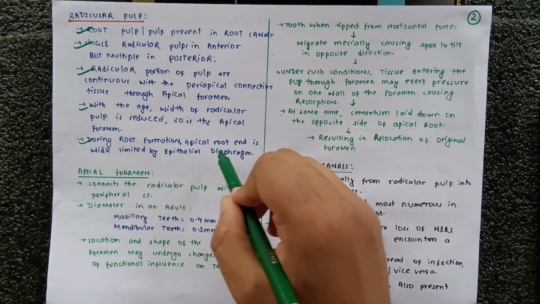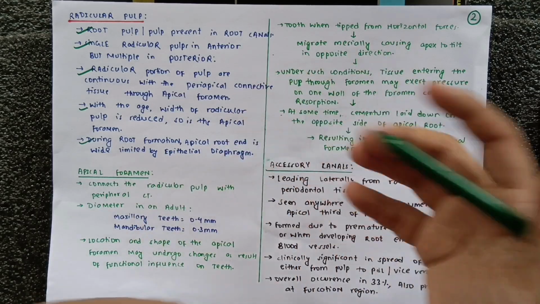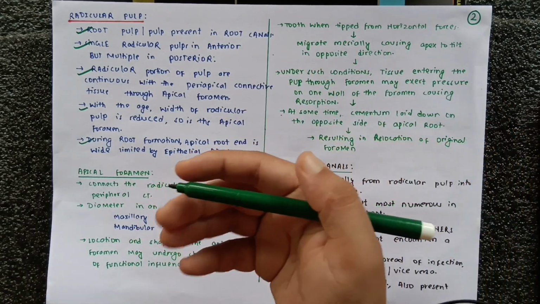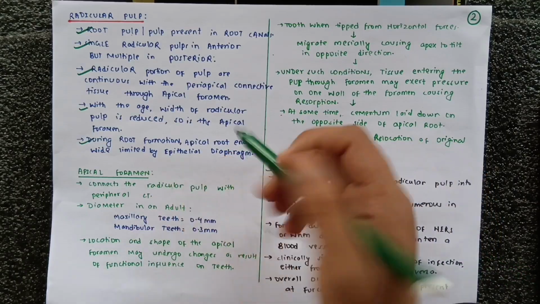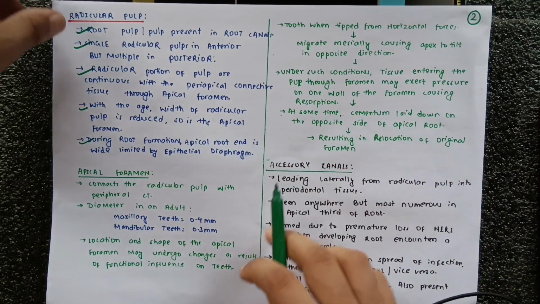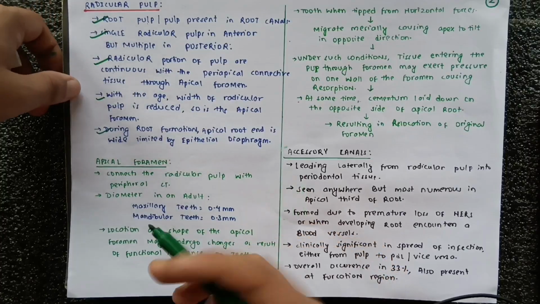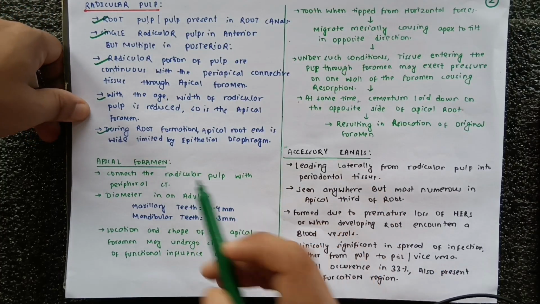During root formation, the apical root end is wide, but the epithelial diaphragm, which is a bend of the Hertwig epithelial root sheath, just limits that area. You should remember this, and it is very easy to understand and to remember.